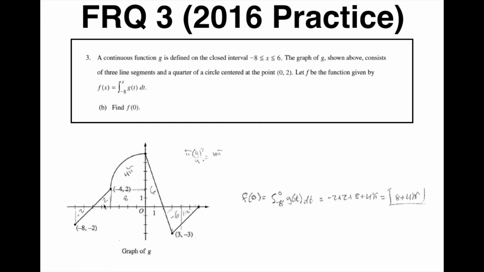It happens that we have exactly the same triangle here. The signed area is 2, and these two will cancel out. And now we have a rectangle with area 8 and a quarter of a circle. This circle has a radius 4, so the area of that quarter circle is pi r squared over 4, which is 4 pi. Conclusion, f of 0, which is the integral from -8 to 0 of g of t dt, is this -2 plus 2 plus 8 plus 4 pi, and that's equal to 8 plus 4 pi.